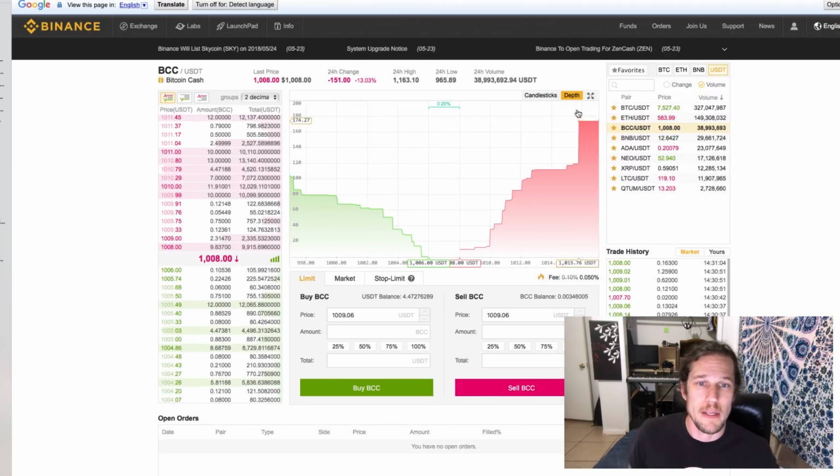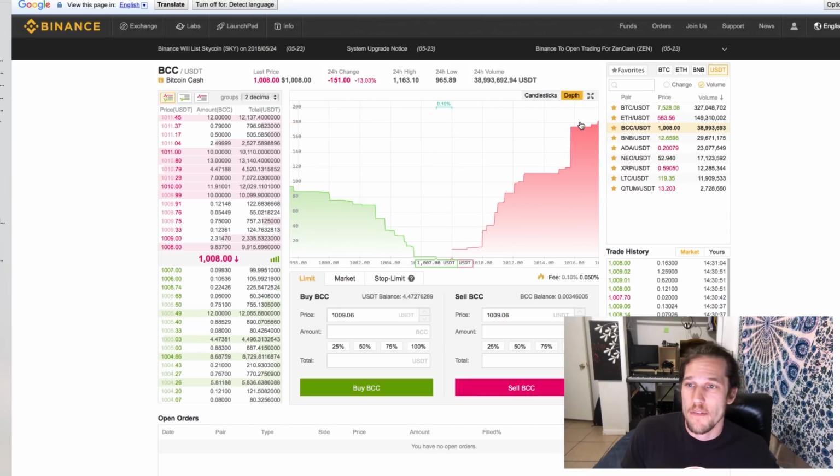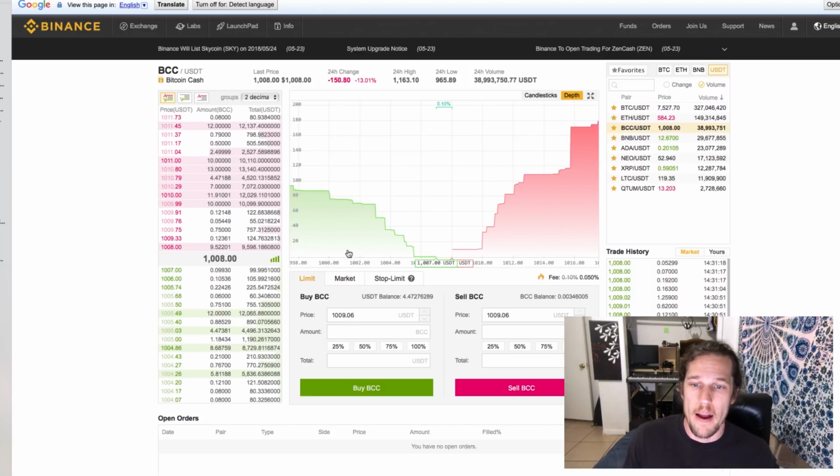You can see all these limit sells waiting to happen in Bitcoin Cash right here at 1015. So I would love to buy it right now at 1008, but I know when people do buy it at 1008 and 1005 and 1006, it's going to push it up to 1015, and then there's a huge sell wall. Maybe I'll be able to get it at 997. But again, this is very time intensive. I'm probably not going to keep doing this.